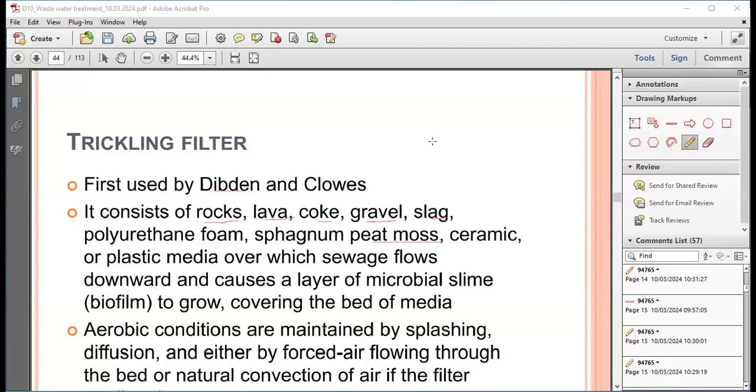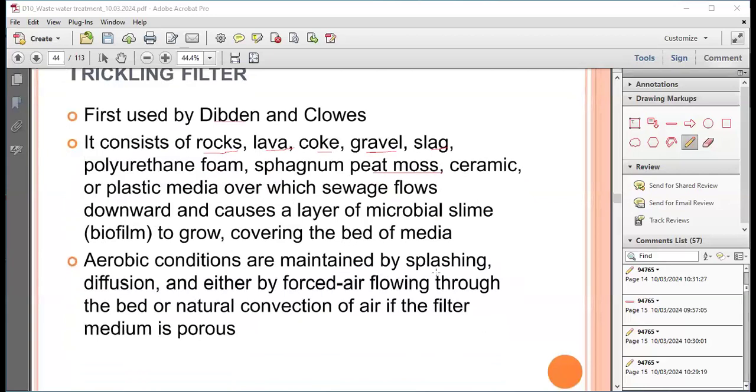The gravel, the foam, sphagnum peat moss, ceramic. This is one type of filter material. Ceramic or plastic media over which sewage flows downward and causes a layer of microbial slime to grow, covering the bed of media. Aerobic conditions are maintained by splashing, diffusion, and either by forced air flowing through the bed or natural convection. Yeah, the filter medium, right?